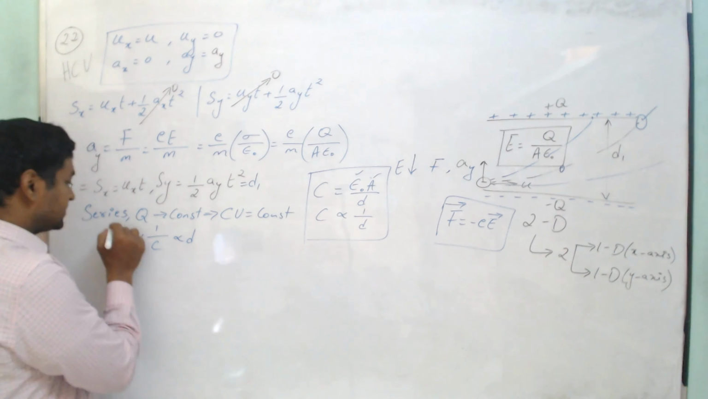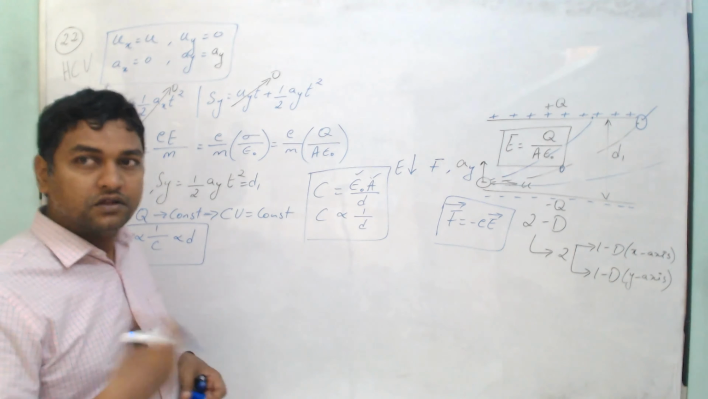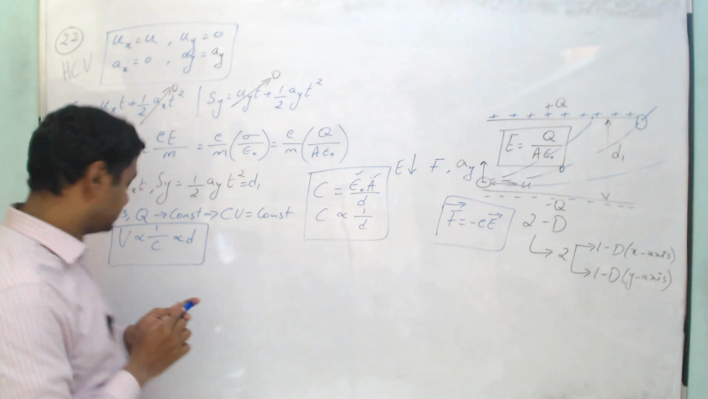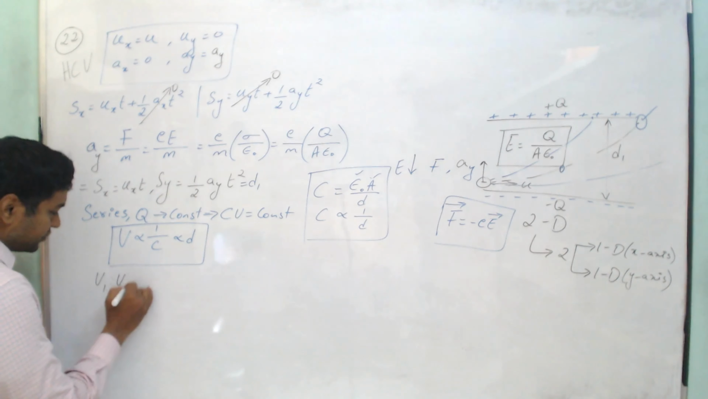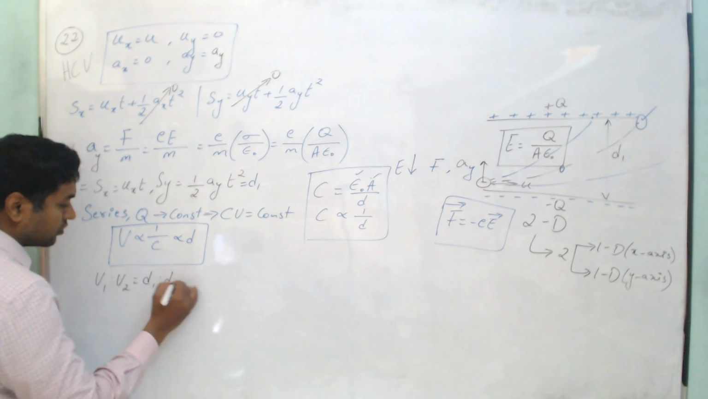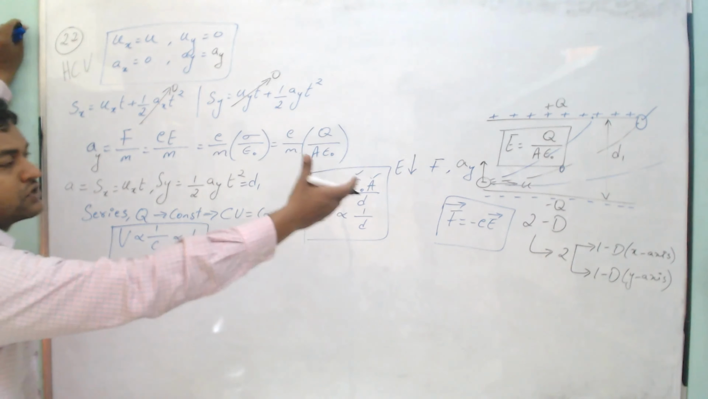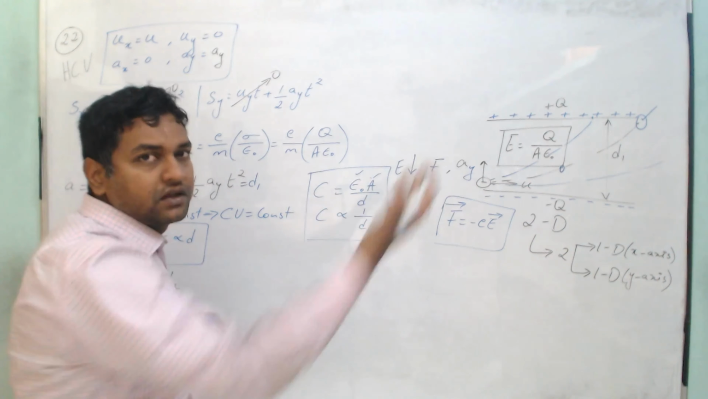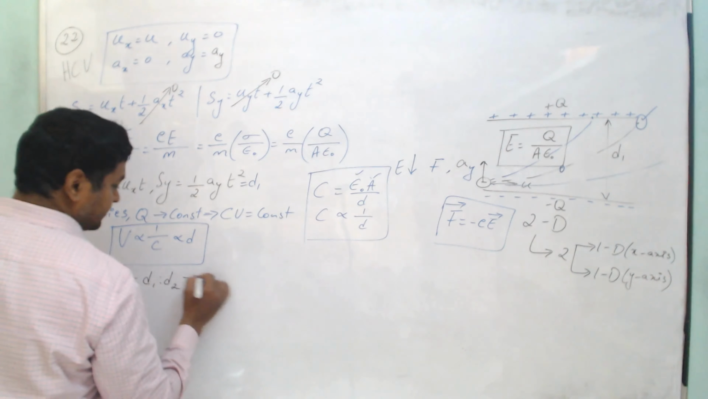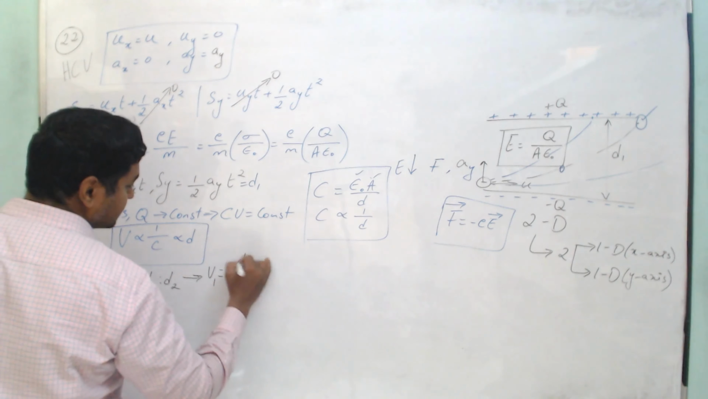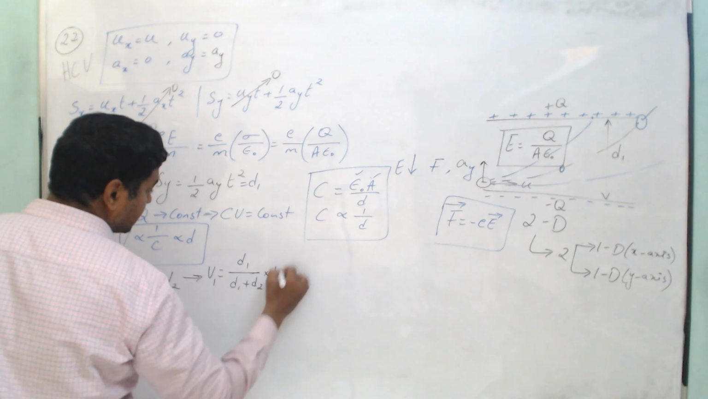This is how the series and parallel thing that I told you is mostly valuable. That means my V1 is to V2 is D1 is to D2. I am interested in V1 because the electron is playing around in D1. Correct? That means from this information, I will get my V1 as D1 by D1 plus D2 into V. Is this clear?